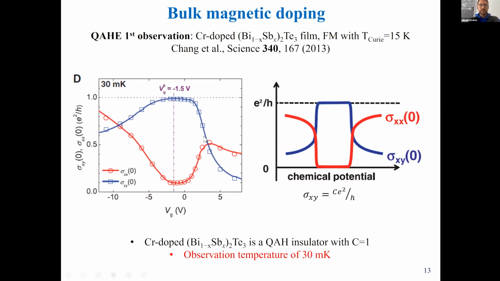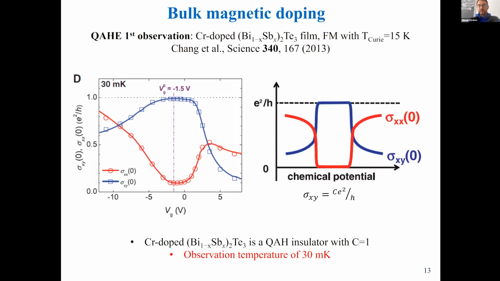And you see here the fingerprint of the quantum anomalous Hall effect, because the Hall conductivity at zero field, this blue curve here, achieves a quantized or almost perfectly quantized value of e squared over h, while the longitudinal conductivity is strongly suppressed. Basically, this is the reproduction in an experiment of this theoretical sketch. The value of e squared over h means that C is equal to 1. There is only one chiral mode propagating along the edge of this sample.